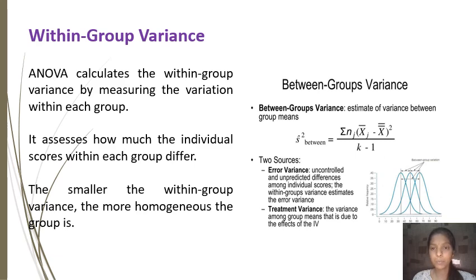Next is between group variance. It is an estimate of the variance between the group means, denoted by S cap square, that is sigma of nj times (xj minus x bar) squared, divided by k minus 1. And the two sources are error variance and treatment variance.